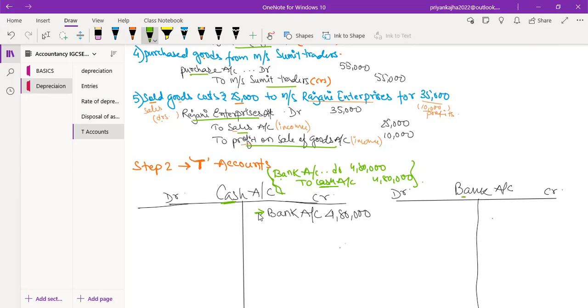And the bank account in this journal entry has been debited. So come to the debit side. What account are they having? To cash. You can skip writing to and by. It doesn't make a difference nowadays. So 4,80,000.